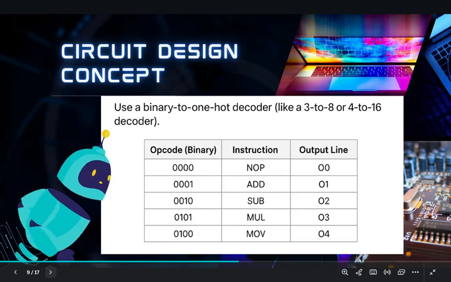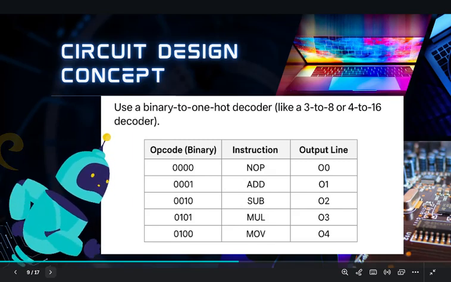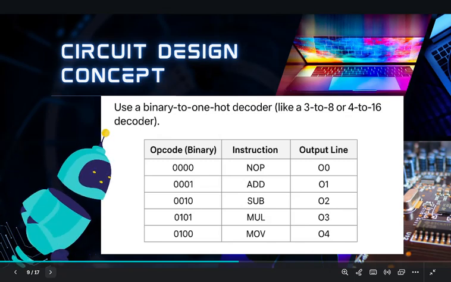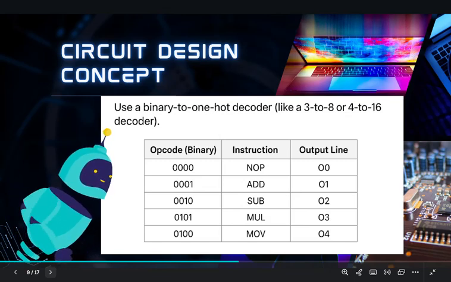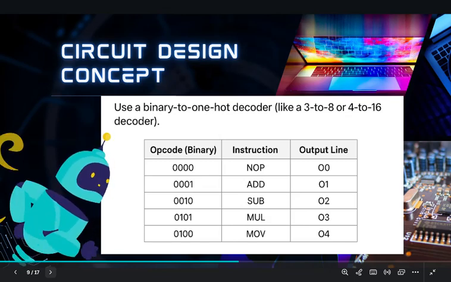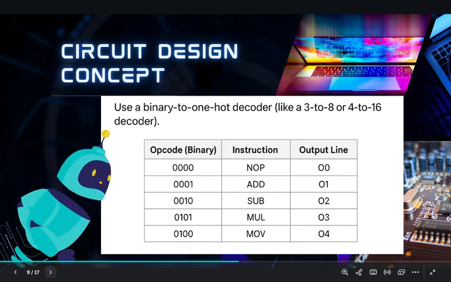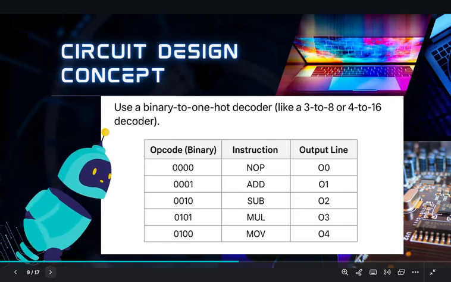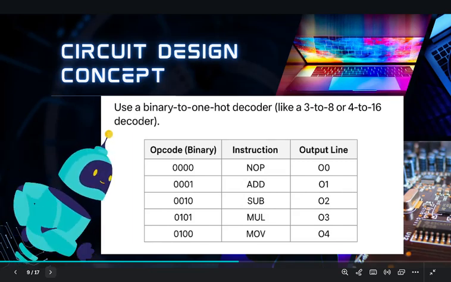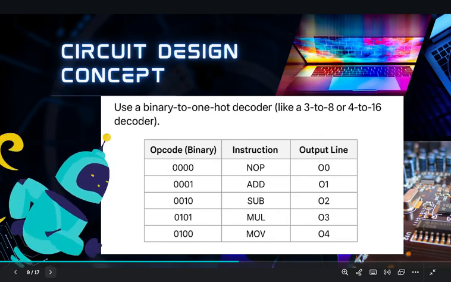Here is how it works practically. When the input opcode is 0, 0, 0 and 0, the first output line, let's say 0, 0 becomes high, representing NOP, that is no operation. When the input is 0, 0, 0 and 1, 0, 1 goes high, which could represent an instruction and so on. So the following instructions like sub, multiply and move take place in the same manner.